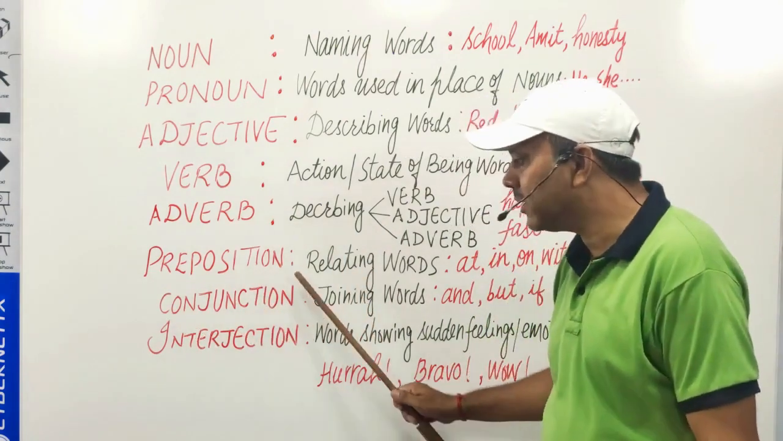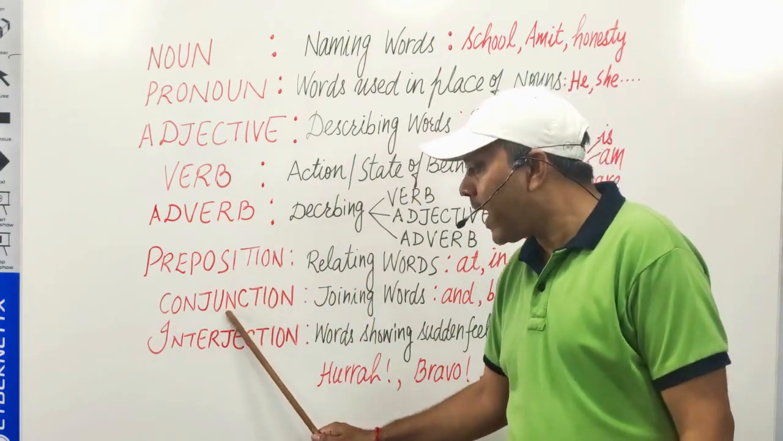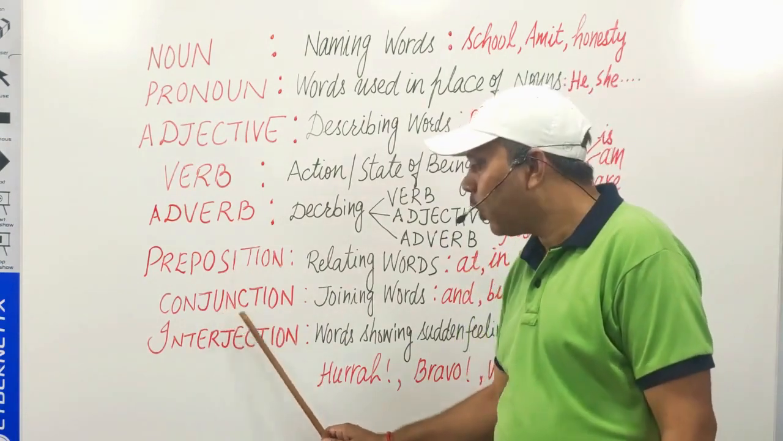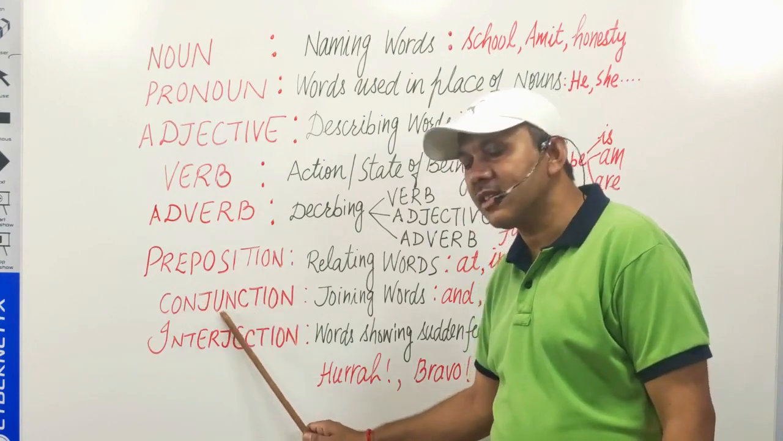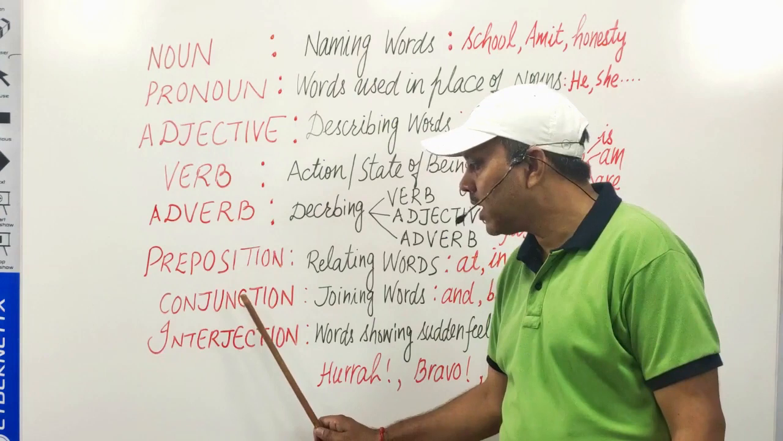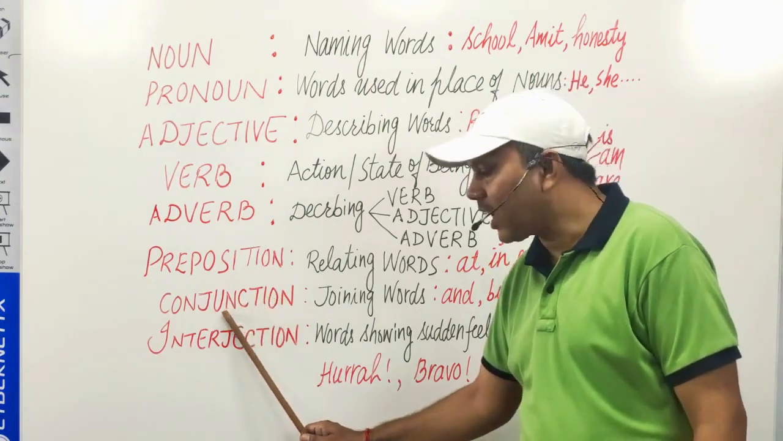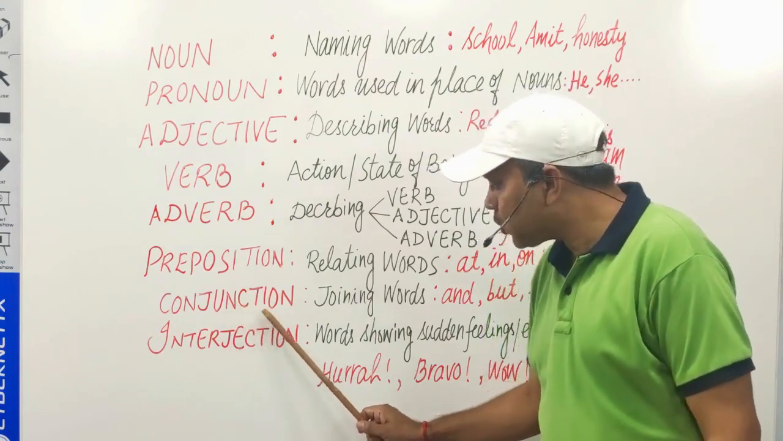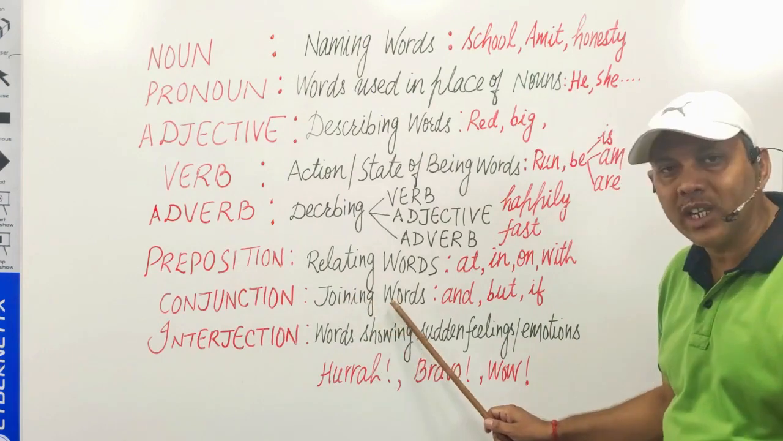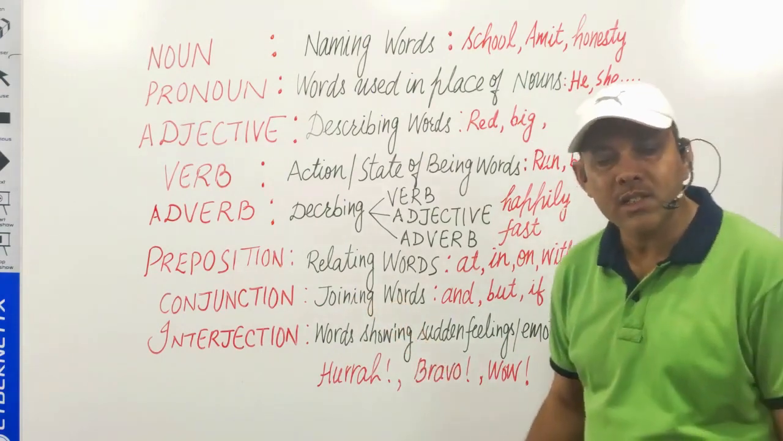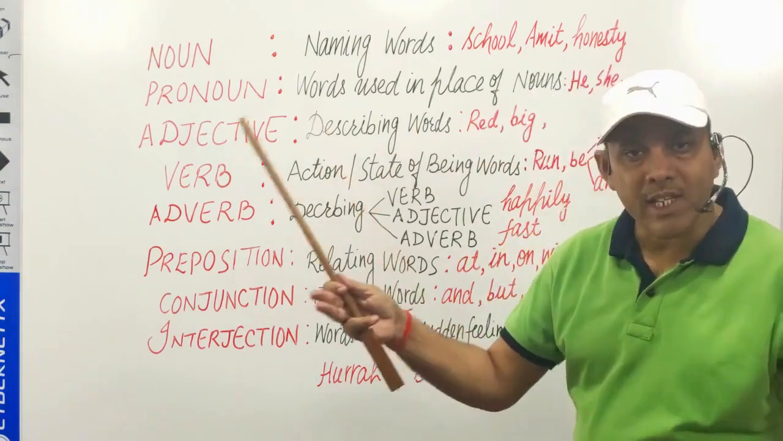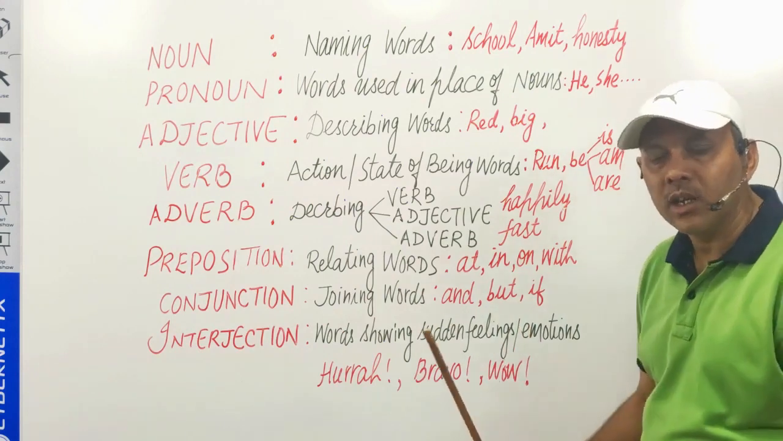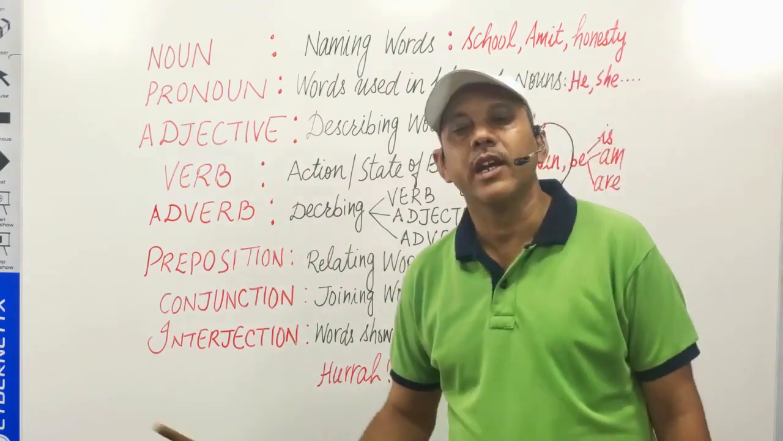Next word is conjunction. Conjunction is known as the most honest part of speech in the English language. Why do we call it honest? Because it joins a word and a word, a phrase and a phrase, a clause and a clause, and a sentence and a sentence. These conjunctions are known as joining words because they join words, phrases, clauses, and sentences. For example, and, but, if, whether, because, since, for, etc.